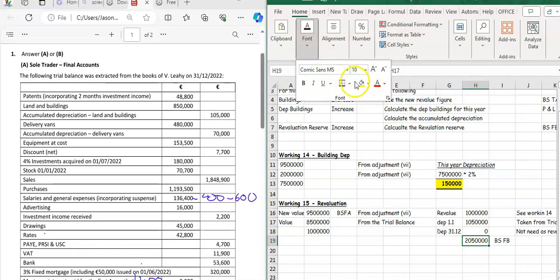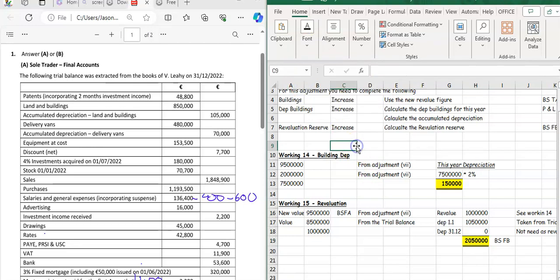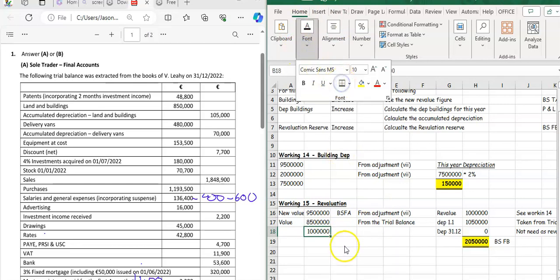So with this working, remember, sometimes you can be asked, or sometimes there might be adjustments done previously, so it could be a warehouse that was damaged or an extension that was built onto it. So just make sure that it's the correct figure that you're using to calculate this.